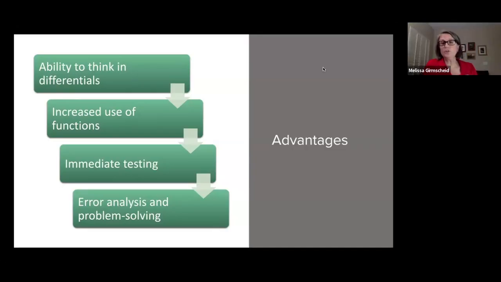No, you're fine. So there are a few advantages. Some of these are intentional. Some of these we found out from using this with our students. So we're going to talk about all of these. The students have the ability to think in differentials. So there's thinking in smaller bits. We're increasing user functions. We have some immediate testing and visual feedback, which the visual feedback is amazing. And then, my favorite on here, last but not least, is having students do more error analysis and problem solving. And when I say problem solving, not just solving physics problems, but actually having to think things through, to come up against that issue or that wall and be able to work through that particular problem.